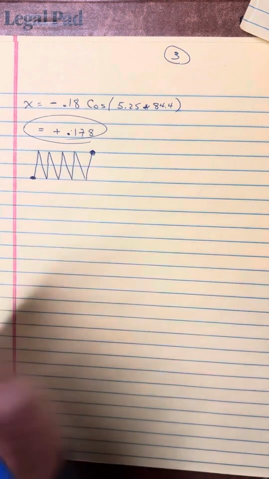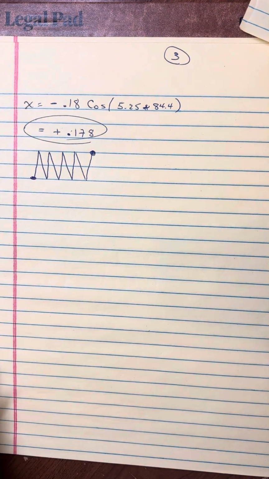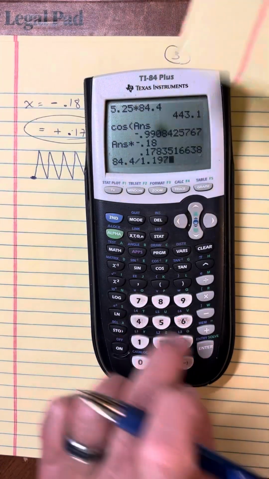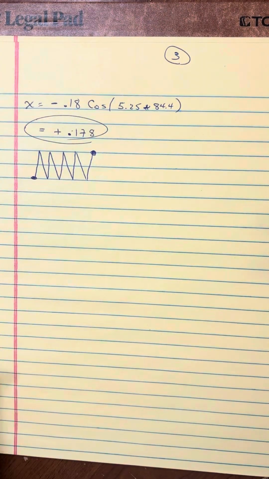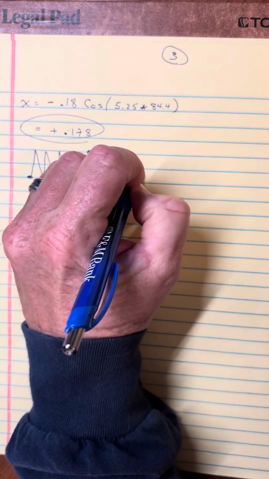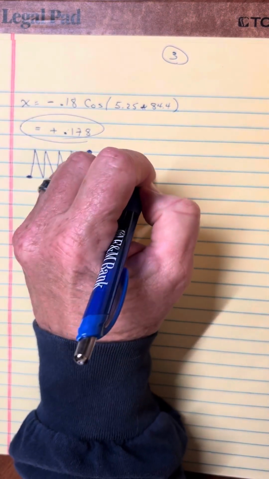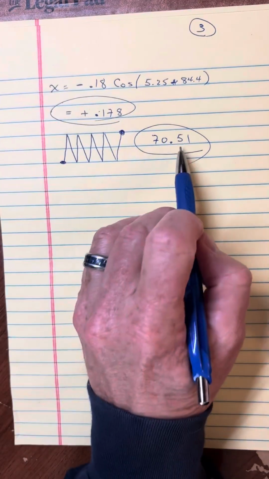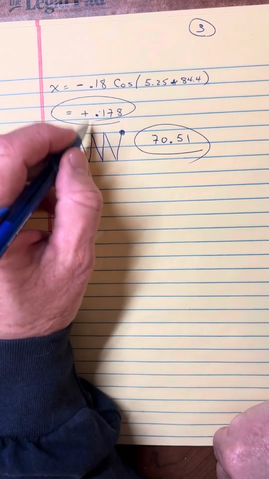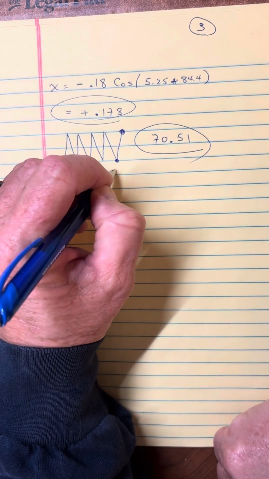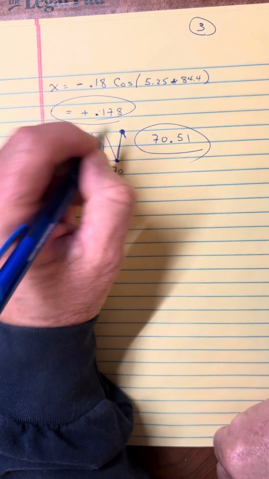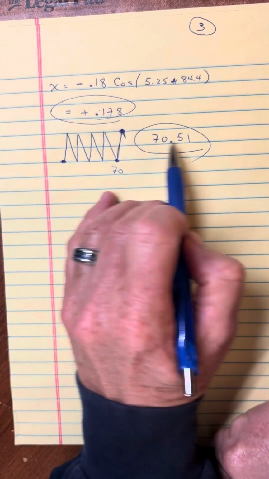We could even say, how many times did it do this? Well, let's take the 84.4 and divide it by that period of 1.197. And look at that. It went up and down 70.51 times. See, and notice the 1/2. So it went up, down, up, down, up, down, up, down. And then right here down, that was 70 times. And then it did another half. And then it did a half and a hair. And so it's just a hair below because it's 0.51.